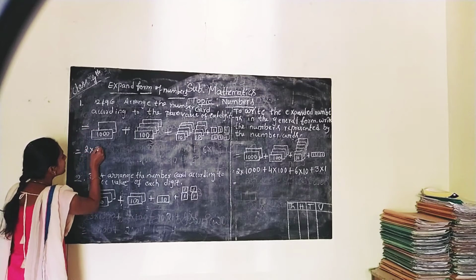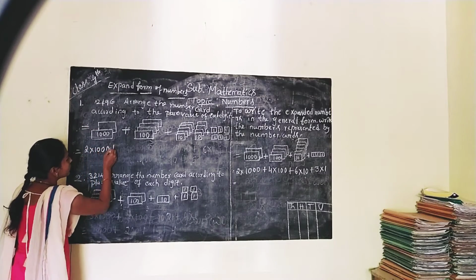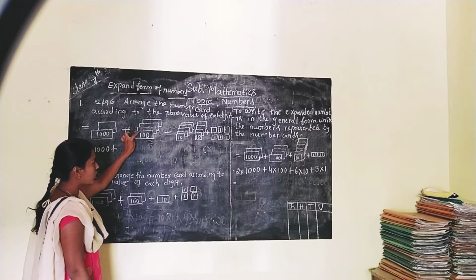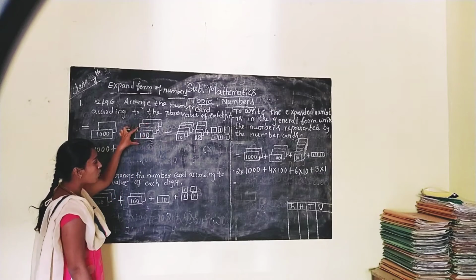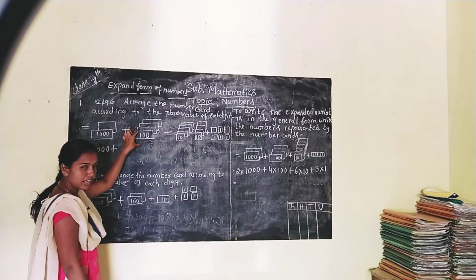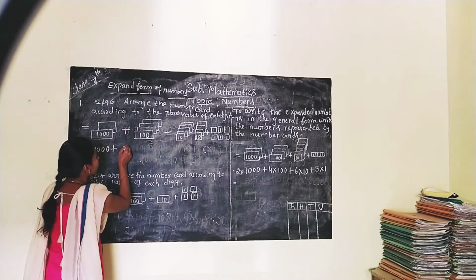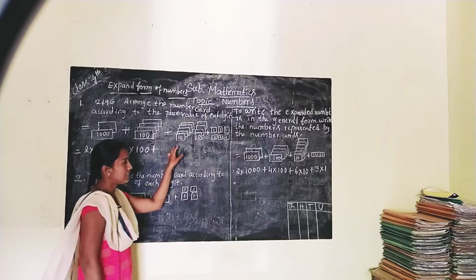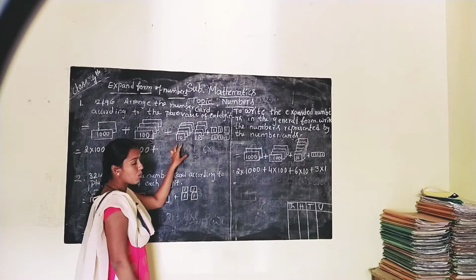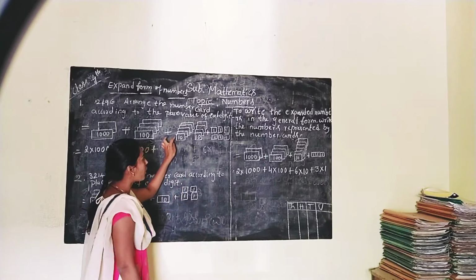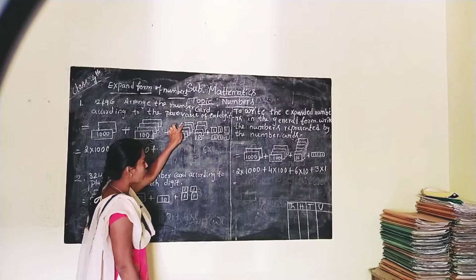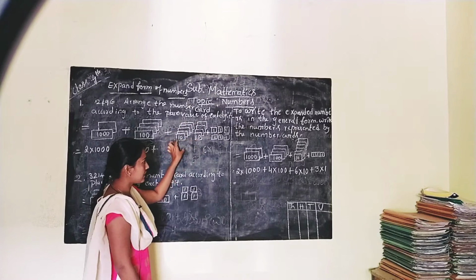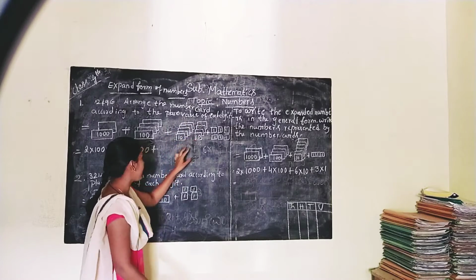2 into 1000. Next, this is the hundreds place. How many cards are there? We count 1, 2, 3, 4. 4 cards are there. We write 4 into 100. Next, this is the tens place. How many cards are there? We count 1, 2, 3, 4, 5, 6, 7, 8, 9. 9 cards are there. 9 into 10.